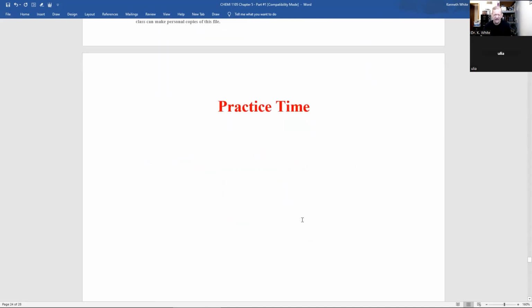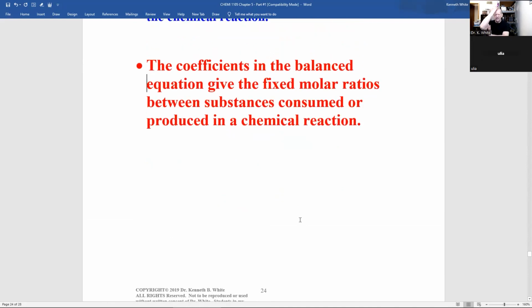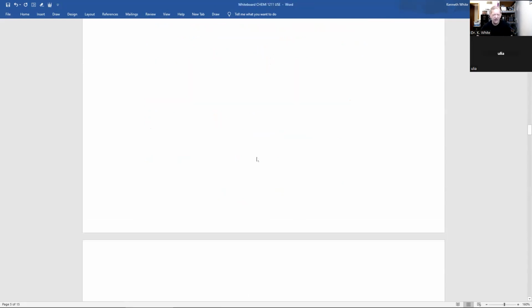Practice time. What does this mean? The coefficients in a balanced chemical equation give fixed molar ratios between substances consumed or produced in a chemical reaction. Well, let's look at a balanced chemical equation. Notice you have 4 hydrogen, 2 oxygen, make 2 water, which has 4 hydrogen, 2 oxygen. So this is a balanced chemical equation.